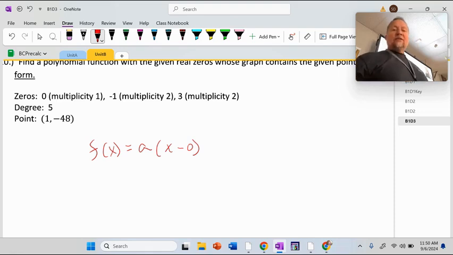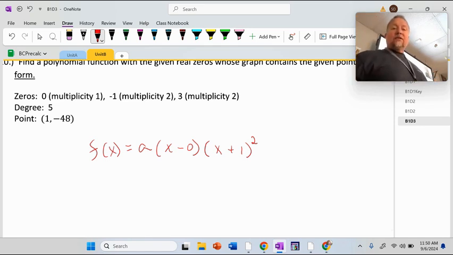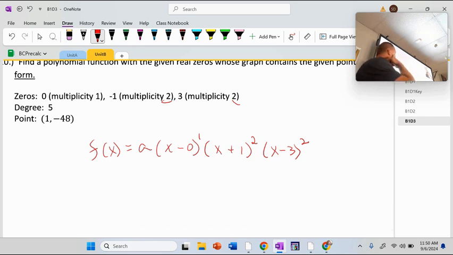-1 multiplicity 2, so that's x plus 1, right? And then it's squared. And then 3 multiplicity 2, that's x minus 3 squared. All right, and then it's degree 5. Wouldn't you agree that this makes a degree 5? Okay, so we're good. Remember it said leave this in intercept form. Okay, and then it's the same thing. You barely probably need me to do this.